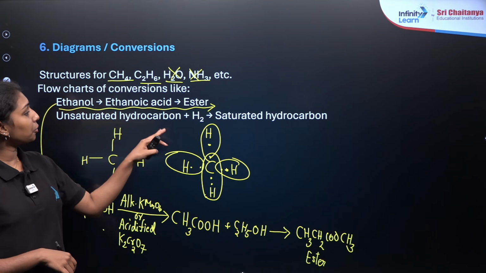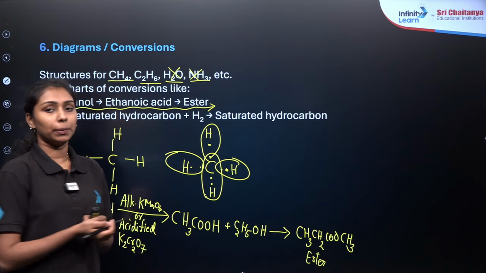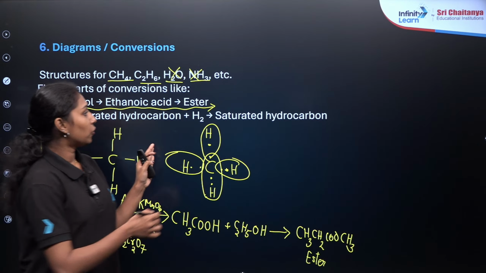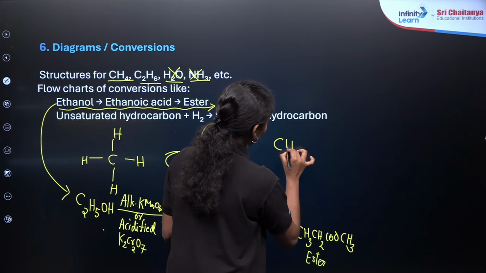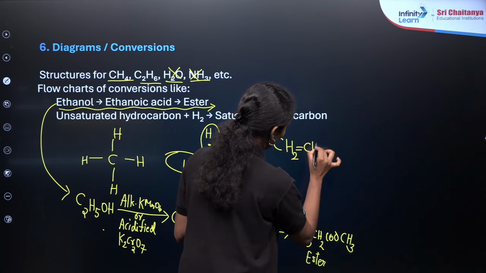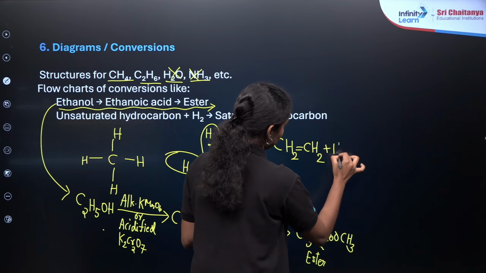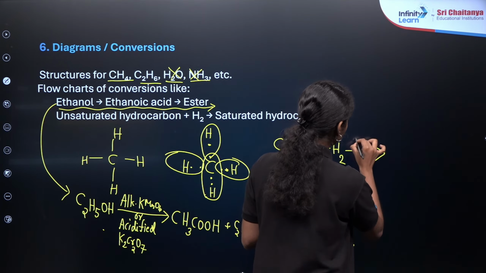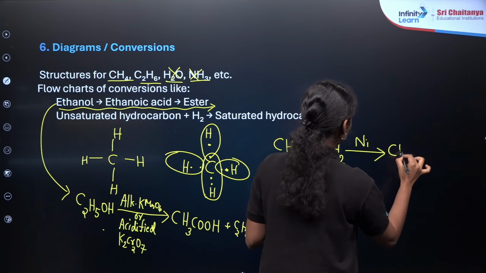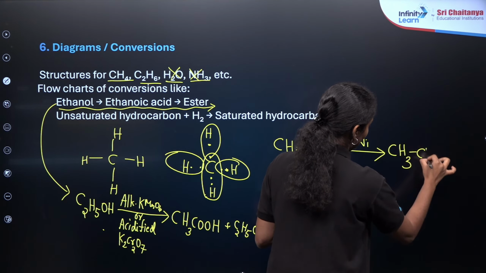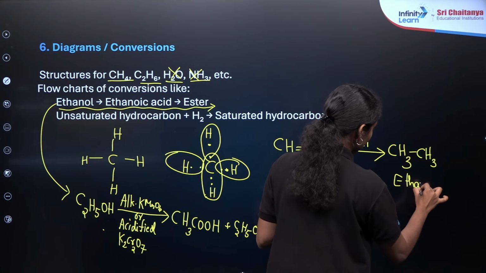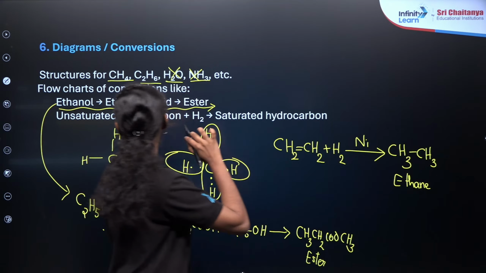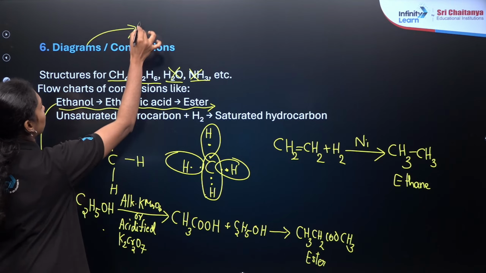Then the unsaturated hydrocarbon plus hydrogen gives saturated hydrocarbon. We have studied, right? For example, if you are taking a simple compound CH2=CH2, you will be adding hydrogen in the presence of a catalyst like nickel. That will add hydrogen to form CH3CH3, that is our saturated hydrocarbon ethane. So this is about the conversion, and in the case of diagram part, you can expect a question on the micelle formation.